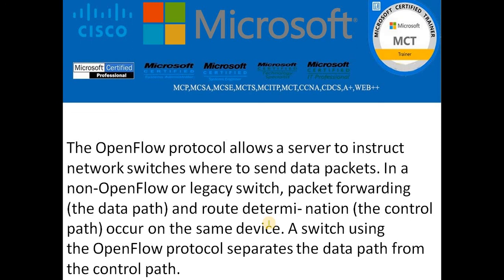Why? Because two different hardwares, two different routers might be using different protocols. In that case, the software that we are talking about, the application level, will not be able to communicate with them. So here comes the necessity of one new protocol, that we call the OpenFlow protocol. That allows the server to instruct network switches. Remember I told you, no more routers, might be only switches. So it allows the server to instruct the network switches where to send packets.